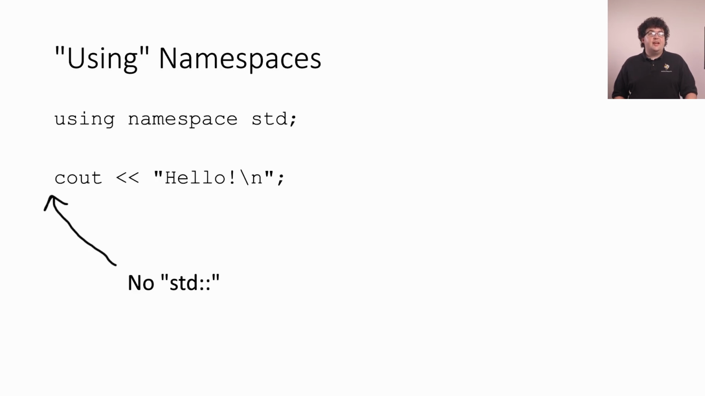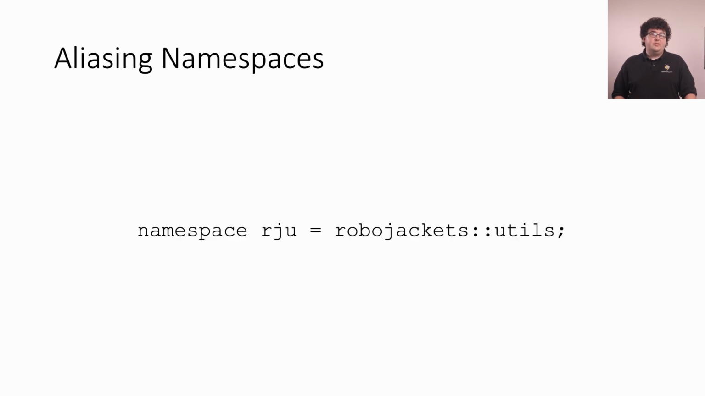You can gain direct access to all of the names in a namespace with the using keyword. When we write using namespace std, our code can now directly reference names in the standard library without the std:: prefix. This technique can quickly become problematic. If you start importing namespaces in this way and there are conflicting names, you'll start getting errors about certain names being ambiguous.